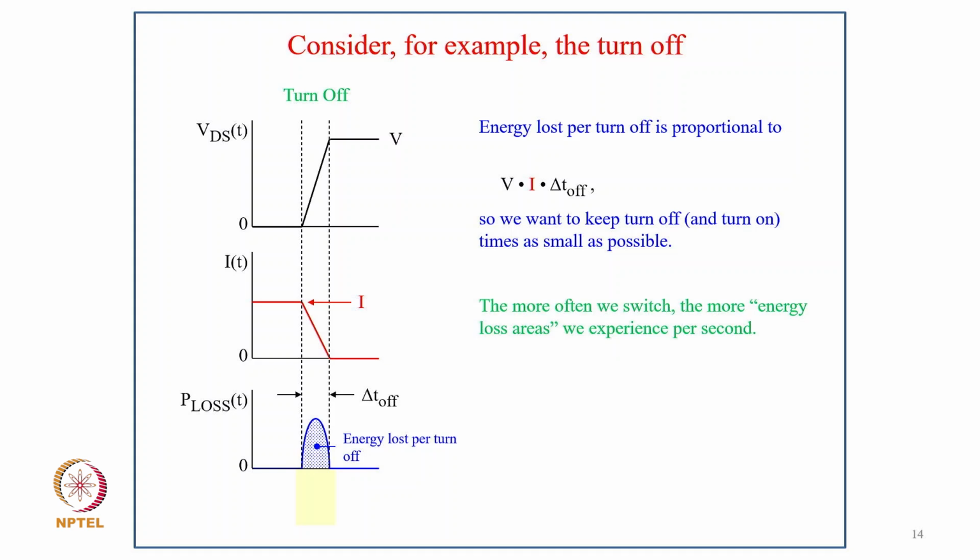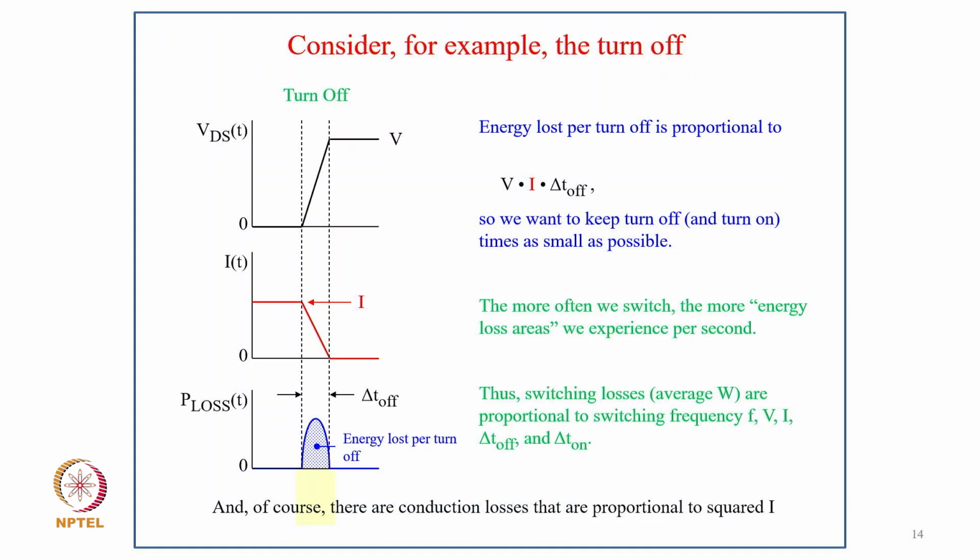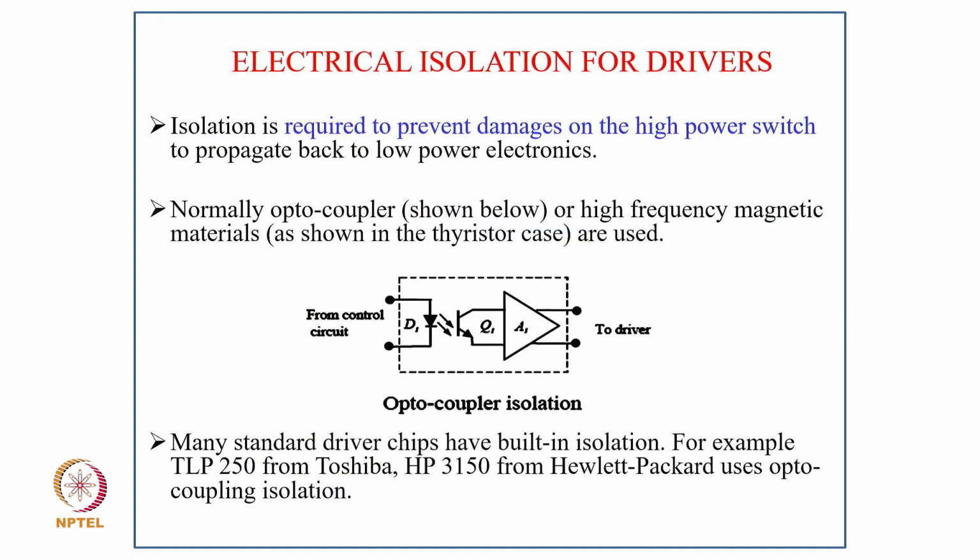The more often we switch, the more energy loss areas we experience per second, and thus the average switching losses in watts are proportional to the switching frequency F, V and I, and delta T off and delta T on. And of course, there are conduction losses that are proportional to the square of I.